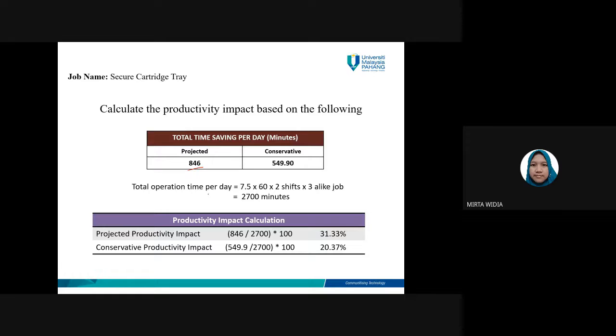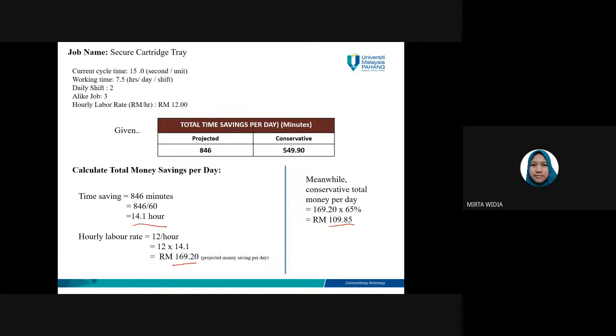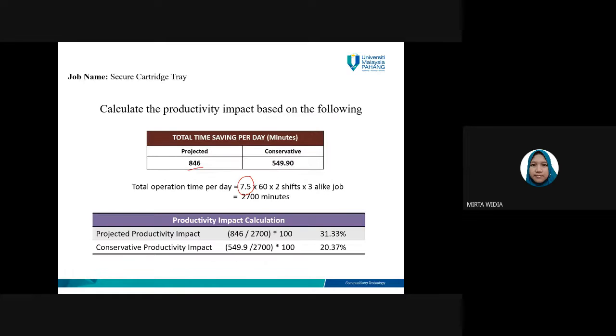Meanwhile, total operation time per day tadi adalah berapa minit? 7.5 jam, rasanya per hari kan? Ni 7.5 hours per day per shift. Sebab kita project time dalam minit, so kita convert ke minit juga. 7.5 hours times 60, maksudnya dijadikan minit. Dia ada 2 shift, dia ada 3 light job. So ada 2,700 minit yang diperlukan.